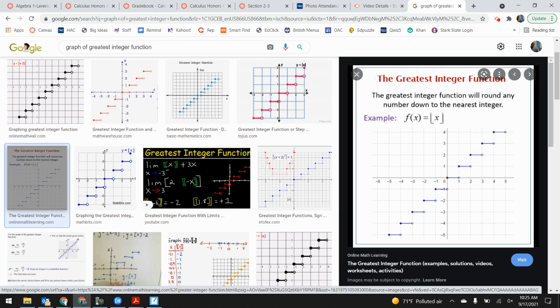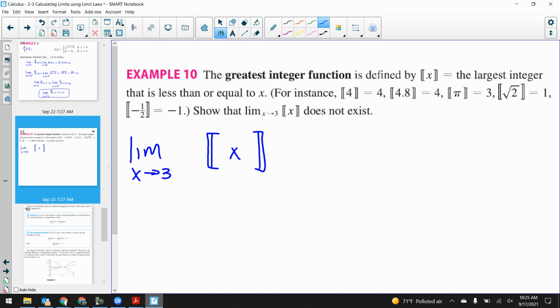So let's actually talk about here. Show that the limit does not exist. Well, if I want to show that, I need to show the left side limit does not match the right side limit. So let's investigate the left side limit.